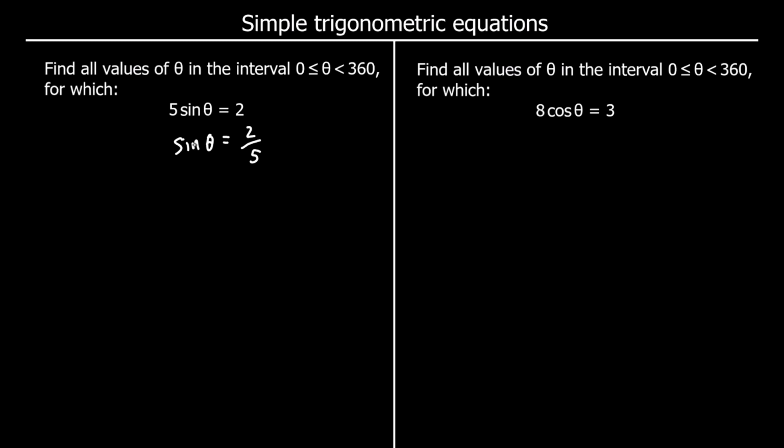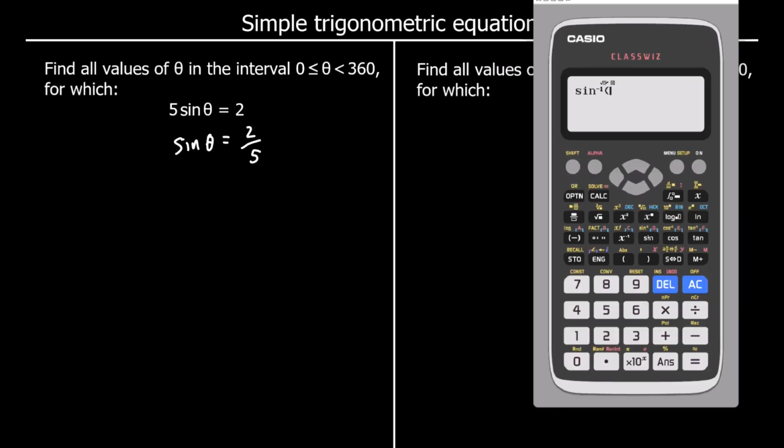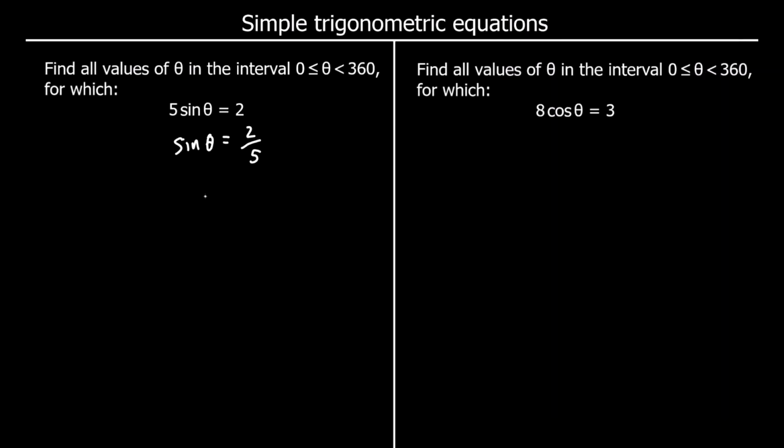So we want to know what angles, sine of which angles equals 2/5. If we shift sine, we get theta by itself. So shift sine, arc sine 2/5. And the calculator gives us the first answer of 23.6 degrees. So theta equals 23.6 degrees. That's the first answer. But remember, we want all values of theta in the interval 0 to 360 degrees.